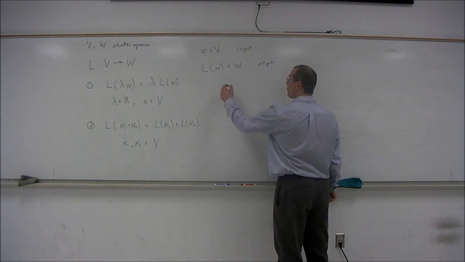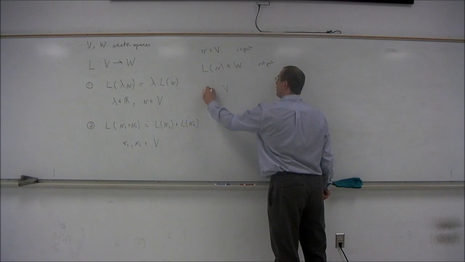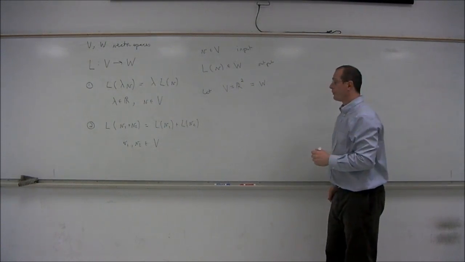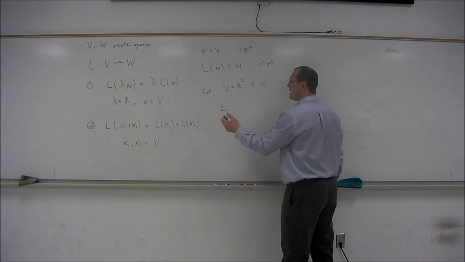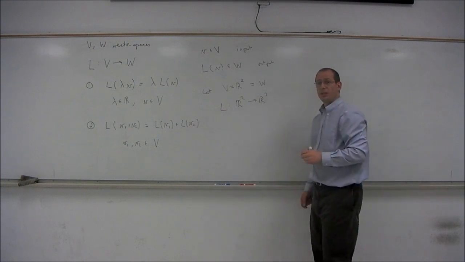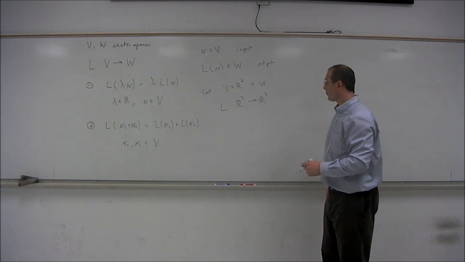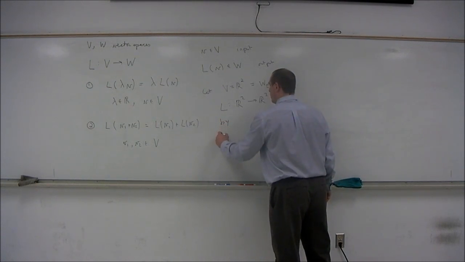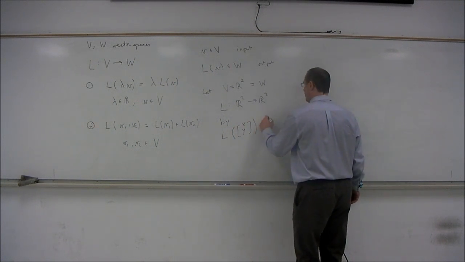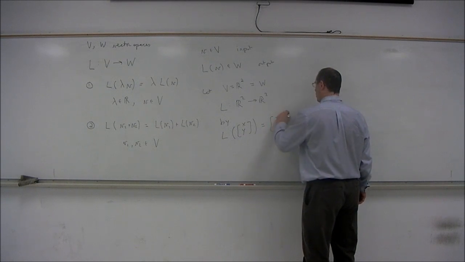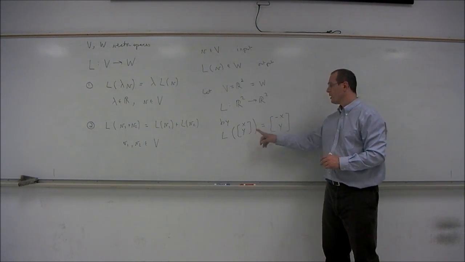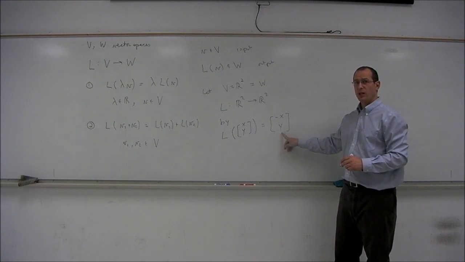Let's look at a simple example. Let V be R2 and let W be R2 as well. So we'll make a transformation from R2 to R2, and we will discuss whether or not it is linear. And let this be defined by L of a vector x, y equals the vector negative x, y. So that's our transformation. Take a vector in R2, x, y, and transform it into negative x, y, another vector in R2.